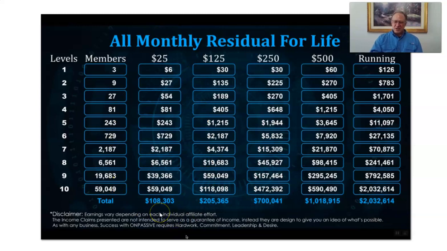Once it's filled, your monthly residual income is $108,000 per month. Now, you don't have to fill each membership level with a new 86,000 people. As these people get promotions to the second, third, and fourth level, they will fill these levels, and as these levels are filled, you will make on the second level $205,000 a month. On the third level, $700,000 a month. On the fourth level, $1,018,000 a month. And the running total for all of this matrix, once it's filled, is $2 million per month.